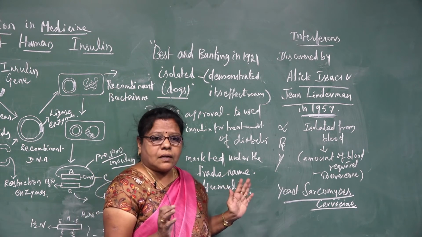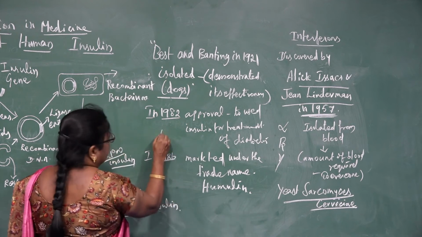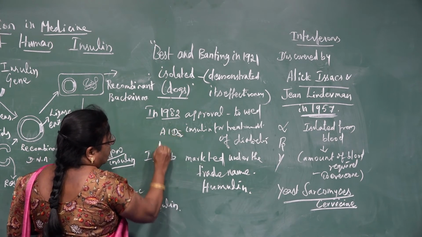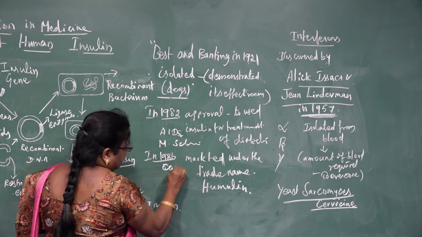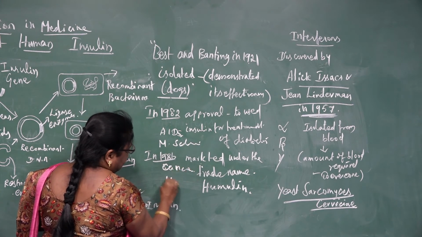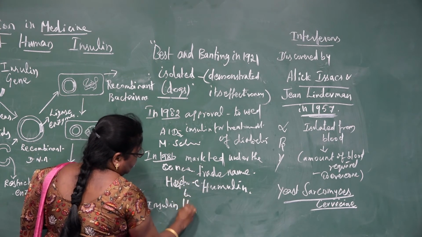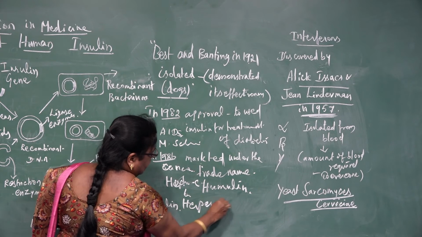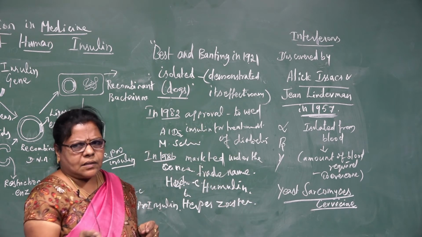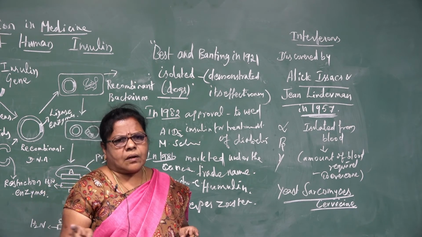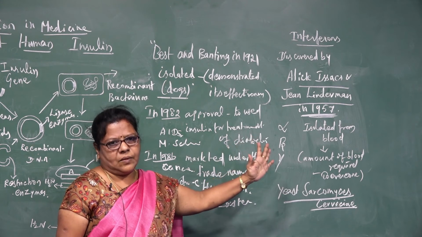These interferons are used to treat diseases like AIDS, multiple sclerosis, cancer, hepatitis C, and herpes zoster. These interferons could not reach the common man because their preparation cost is very high.